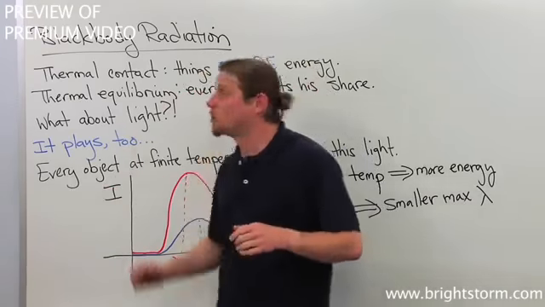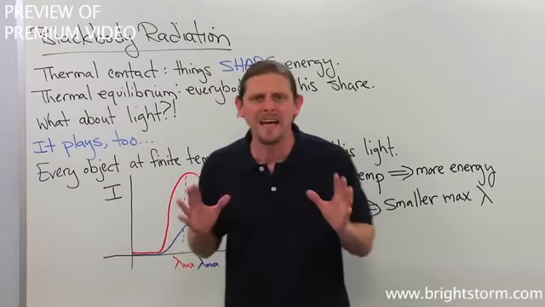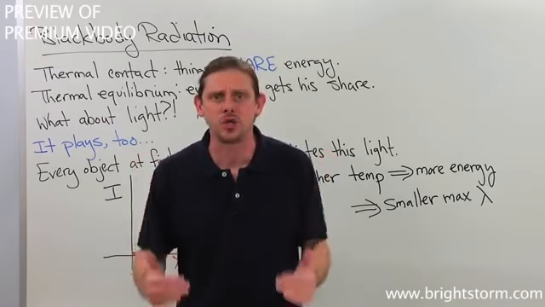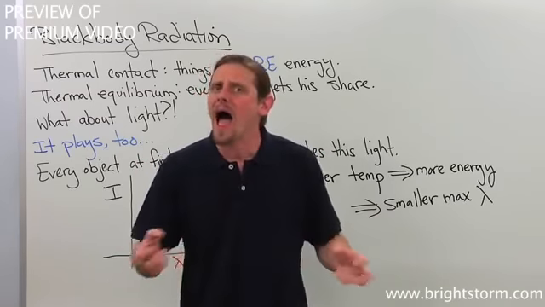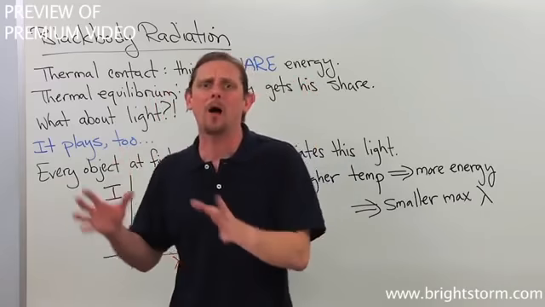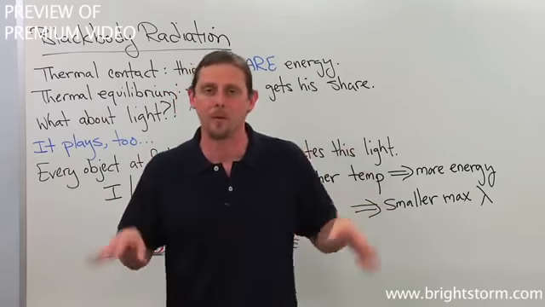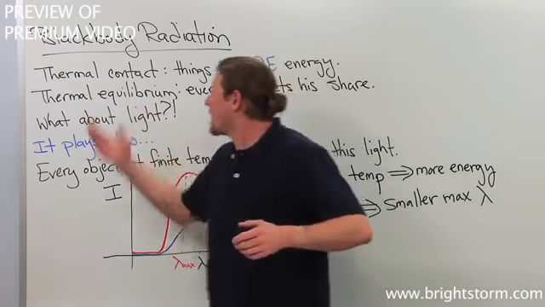Now, when they get to the same temperature, that's thermal equilibrium. The easy way to think about thermal equilibrium is everybody gets their share. So when you're in thermal equilibrium, all the atoms get the same amount of energy provided that they're using it. There are all these little rules that I don't want to talk about right now, but you can think about it that way. So what about light?